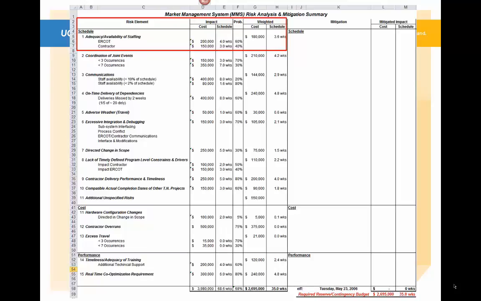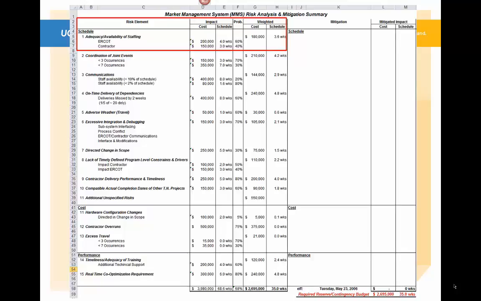And I figure over the course of the project, that might happen, impacting us by as much as 4 weeks, and that could be at a cost of about $200,000, figuring about $50,000 per week for the activity. For the contractor, it could also happen. I don't think it would be as drastic, and I estimated 3 weeks at about $50,000, or $150,000 as a total risk impact.